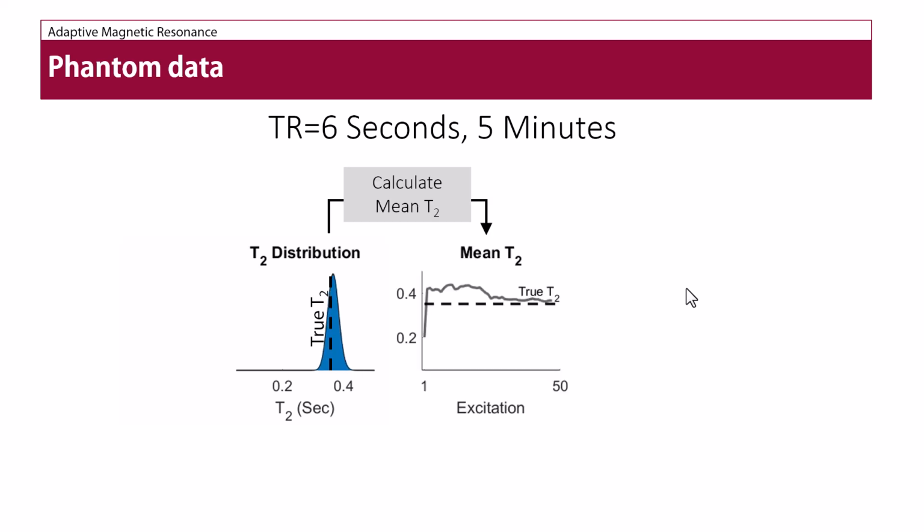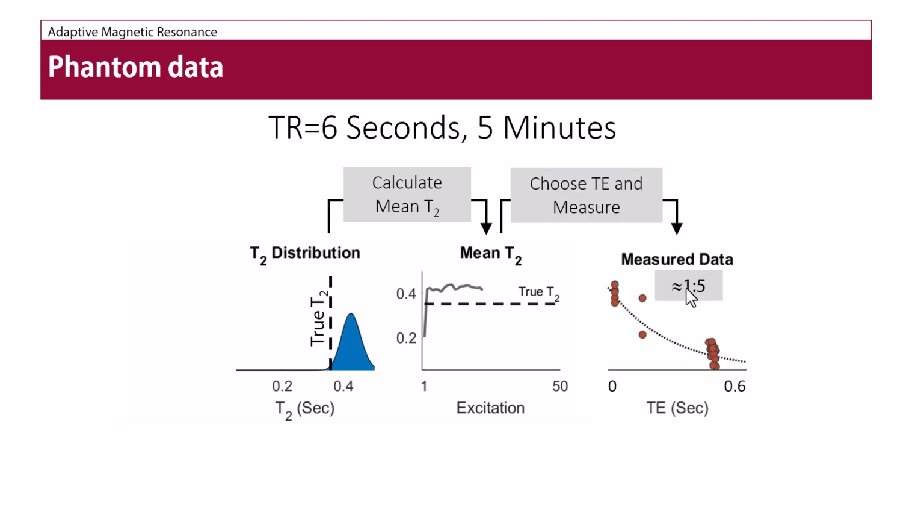Next, you can see how the mean of this distribution changes as a function of time. As the adaptive loop is executed again and again, the estimate of the mean becomes better and better and converges to around its true value, denoted by the dashed black line. Finally, you can see how the adaptive algorithm spaces out the echo times. The adaptive framework converges very early on during the acquisition and approximates the true 1:5 distribution of echo times for the true T2 value of the sample.